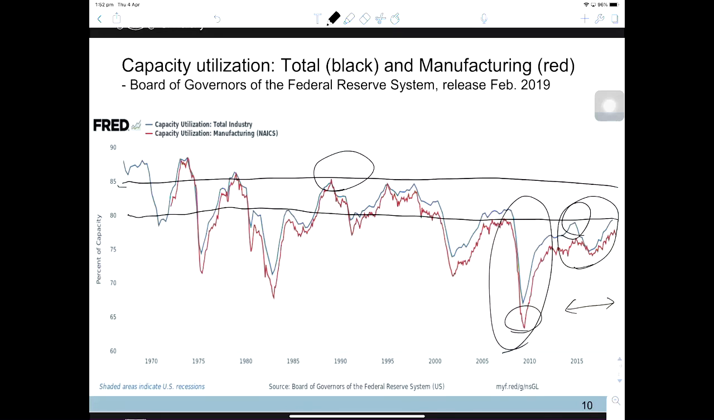So when the utilization is close to that so-called risk territory, you probably will expect the equity market will experience some negative returns in the years or quarters following that.